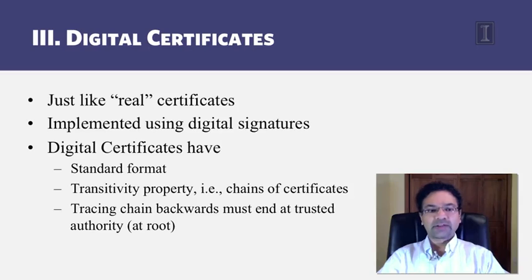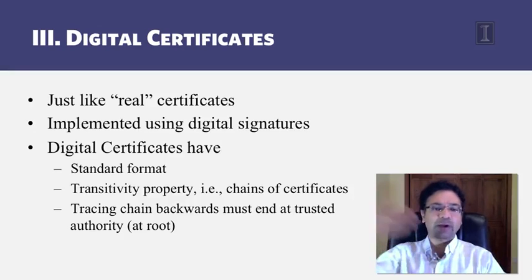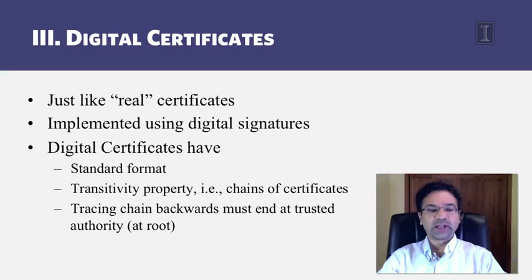Digital certificates typically have a standard format, and they have a transitivity property. So they have a standard format so that principals who receive a certificate are able to verify that the certificate is in fact correct. They have a transitivity property. So if someone is giving you a certificate, that particular someone should be authorized to actually give you the certificate in the first place. And so you can trace the chain of certificates backwards, and it should end at a trusted authority, which is at the root. So let's see an example of this.